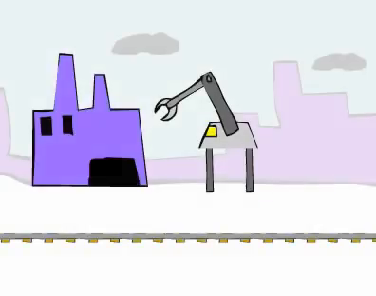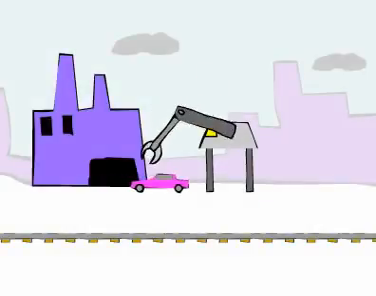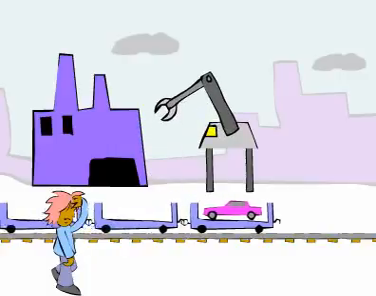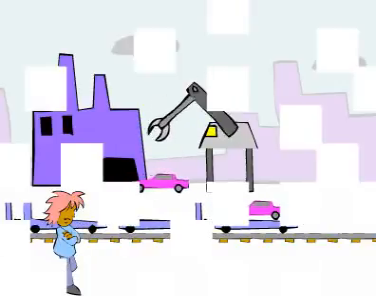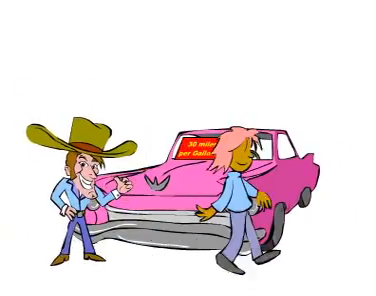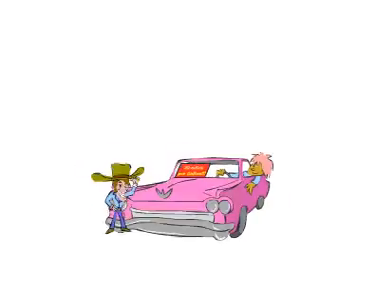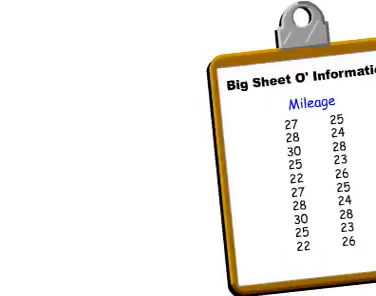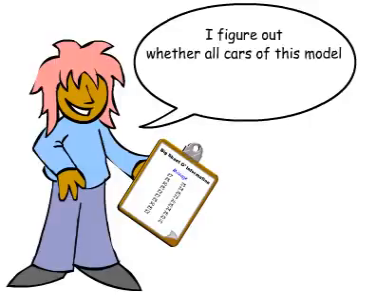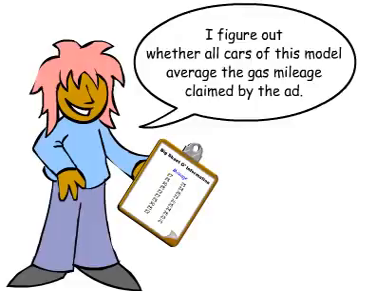The car company will make hundreds of thousands of these cars every year, and it's not practical for you to test the gas mileage on every one. But you might go to various dealerships that sell this model and randomly pick and drive only 50 of these cars. Then you could use the information to figure out whether all cars of this model average approximately the gas mileage claimed by the ad.